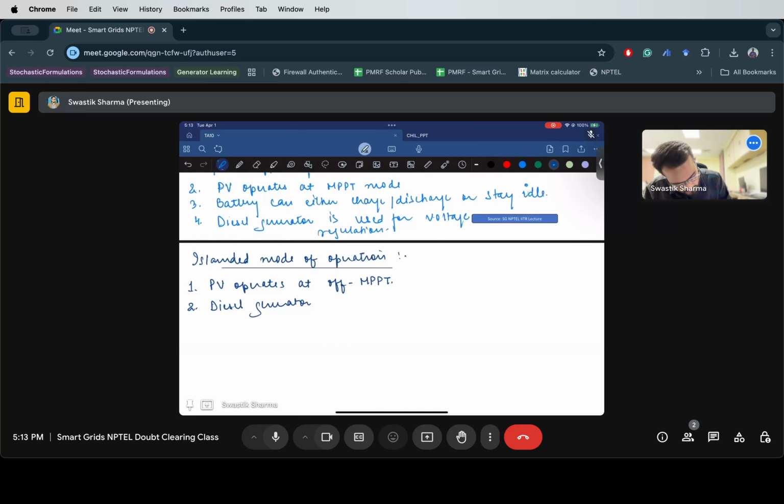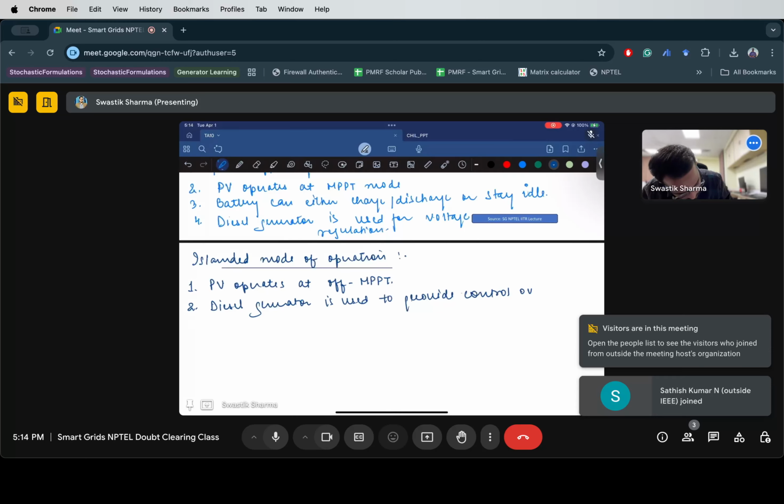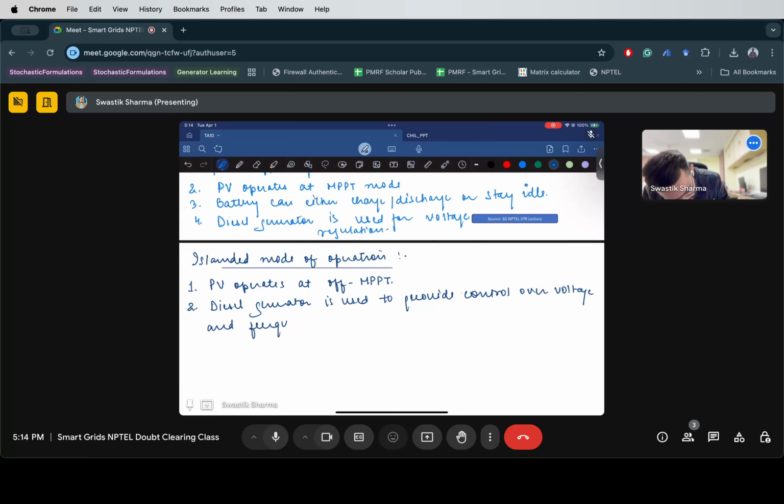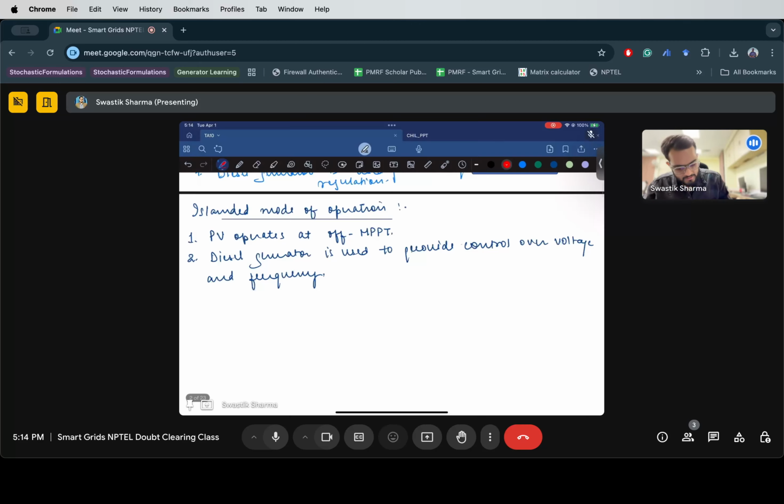So let me just... it is used to provide control over voltage and frequency, right? And why do we want that? Because a diesel generator has an excitation system and a speed governor. So a diesel generator has a speed governor, and it also has an excitation system.